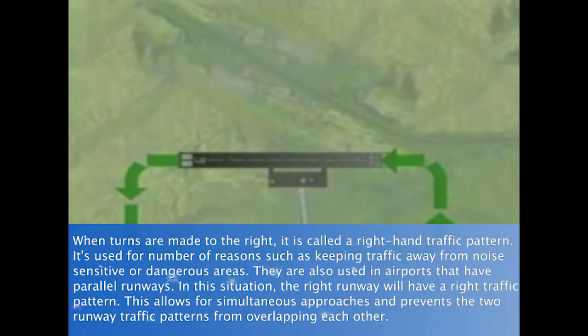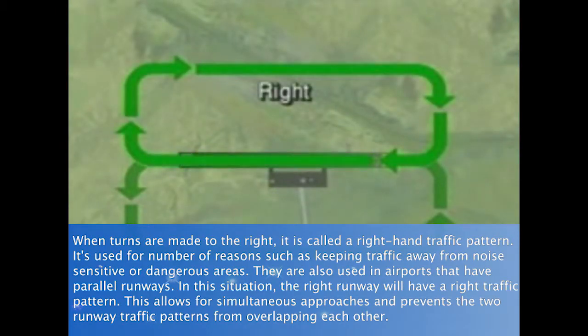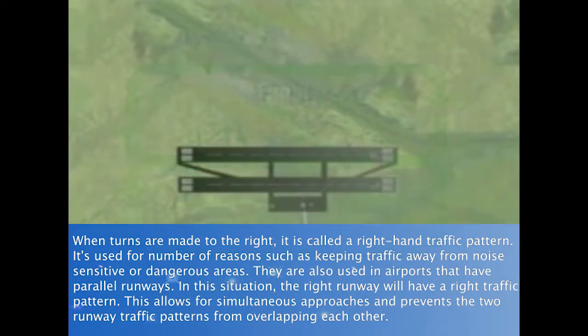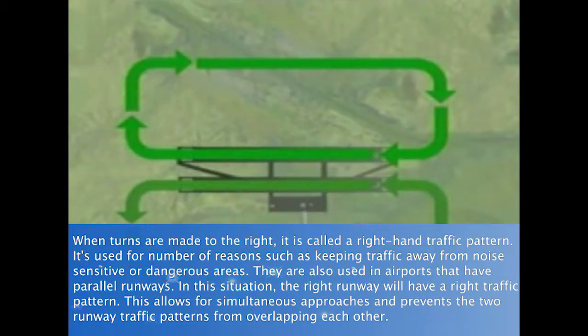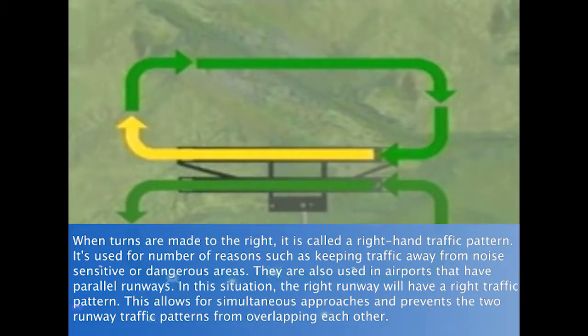When turns are made to the right, it is called a right-hand traffic pattern. It's used for a number of reasons, such as keeping traffic away from noise-sensitive or dangerous areas. They are also used at airports that have parallel runways. In this situation, the right runway will have a right traffic pattern. This allows for simultaneous approaches and prevents the two runway traffic patterns from overlapping each other.